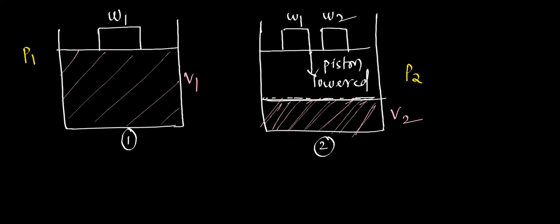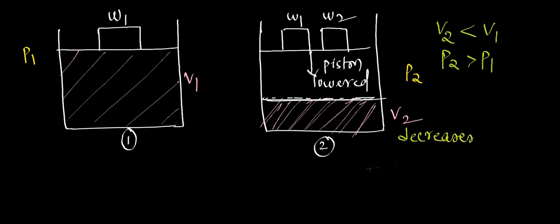So volume 2 is less compared to volume 1. If volume is less, pressure is inversely proportional. So P2 will be more compared to P1. V2 decreases, that means P2 increases. Inverse relation. Volume less means pressure more. Clear?